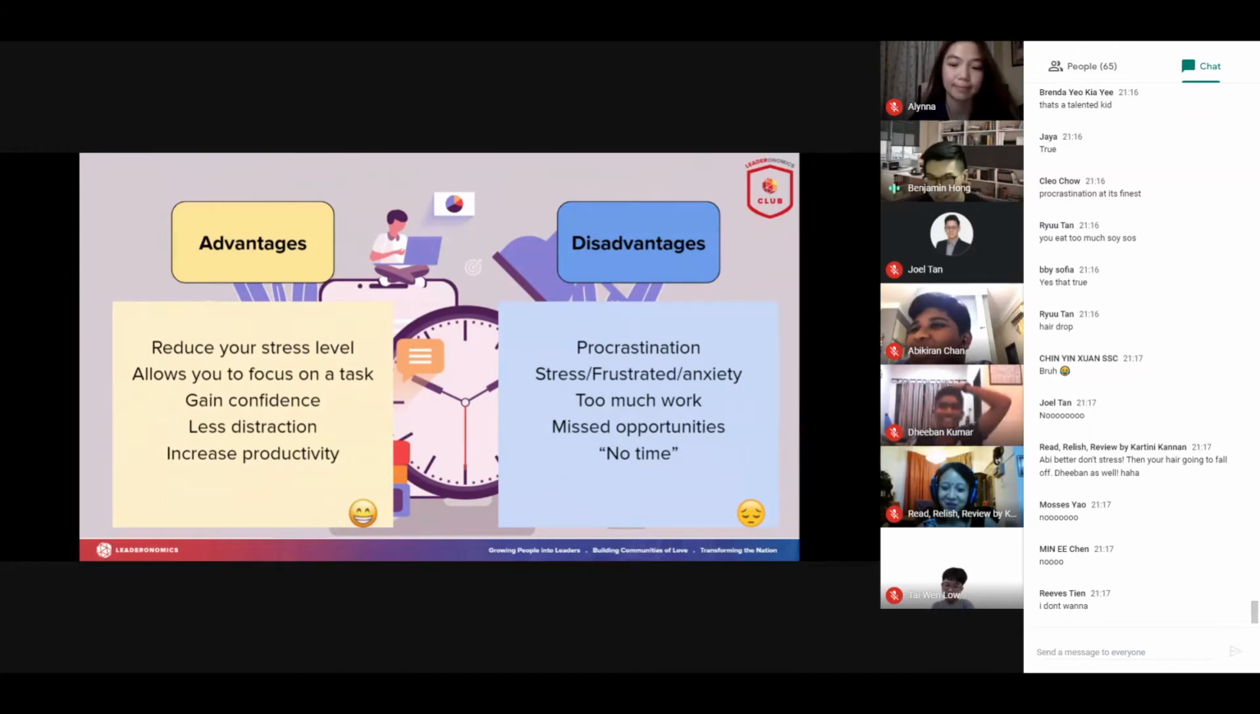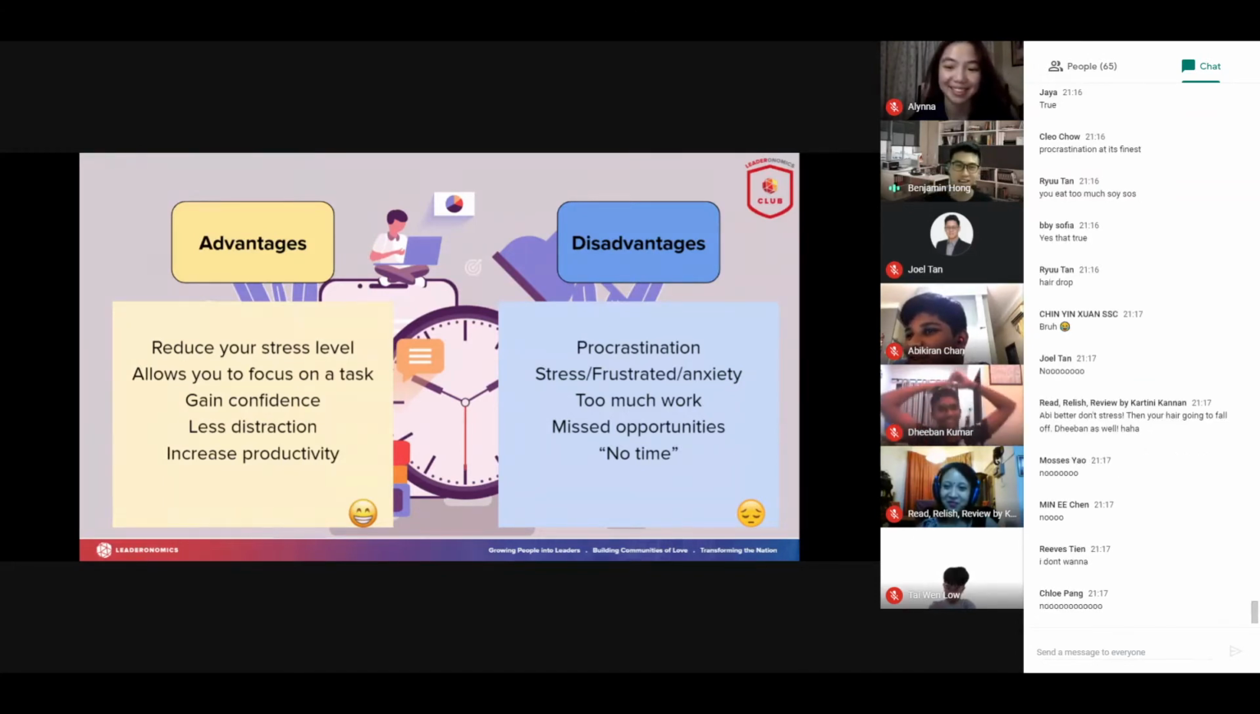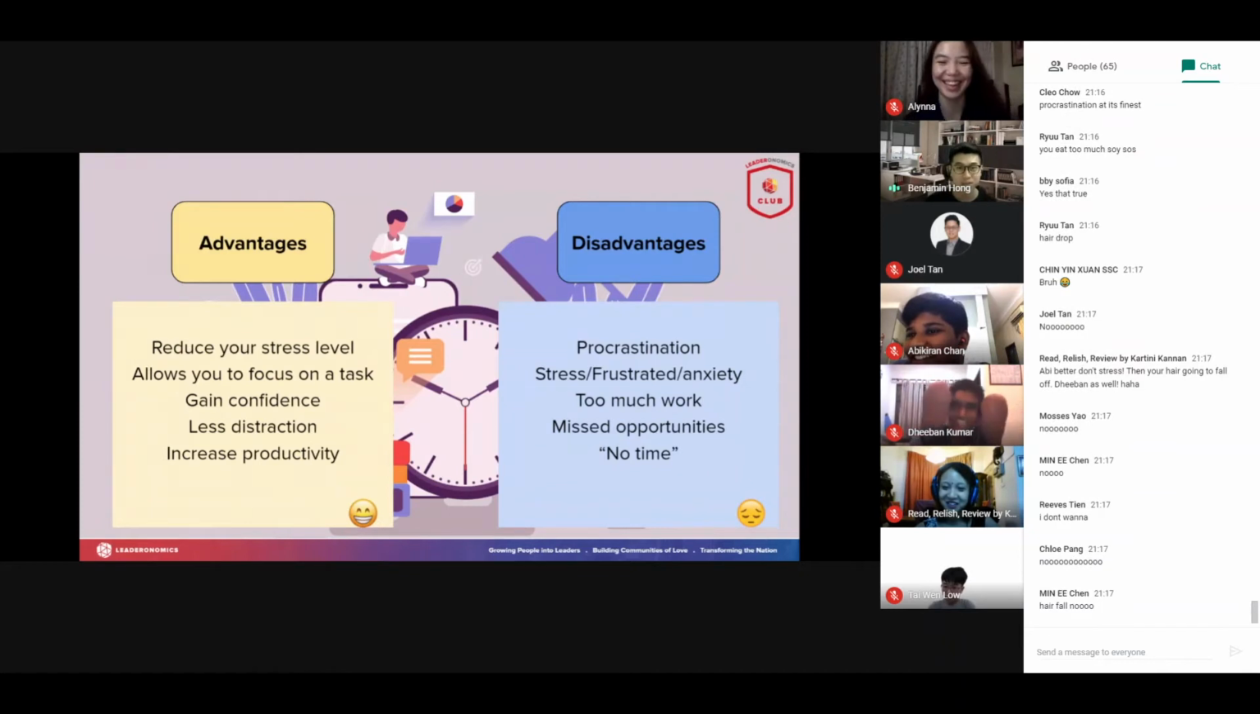Wow. Everyone is better, don't stress. Later your hair is going to fall off. Don't stress. That's why time management is very important.